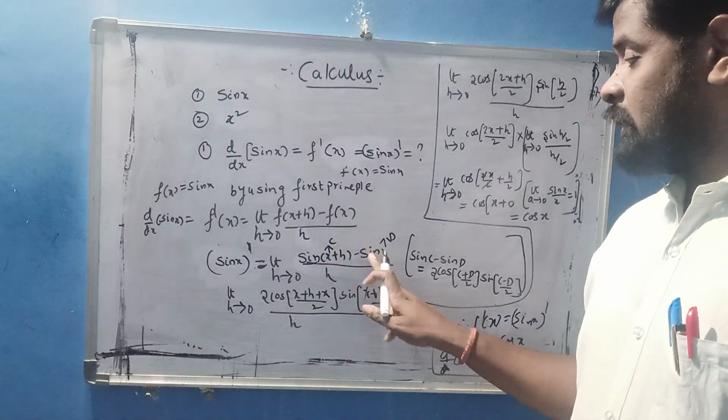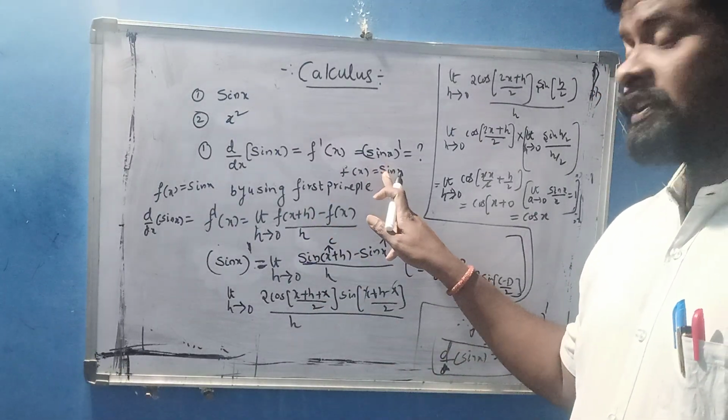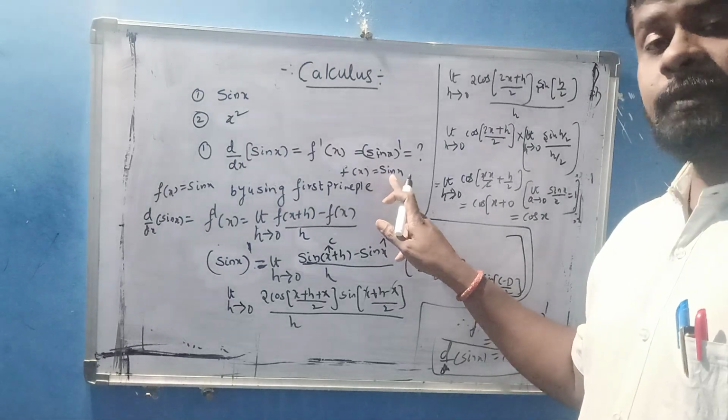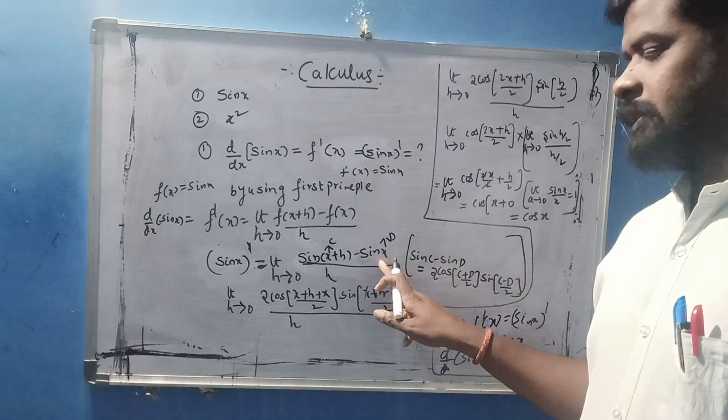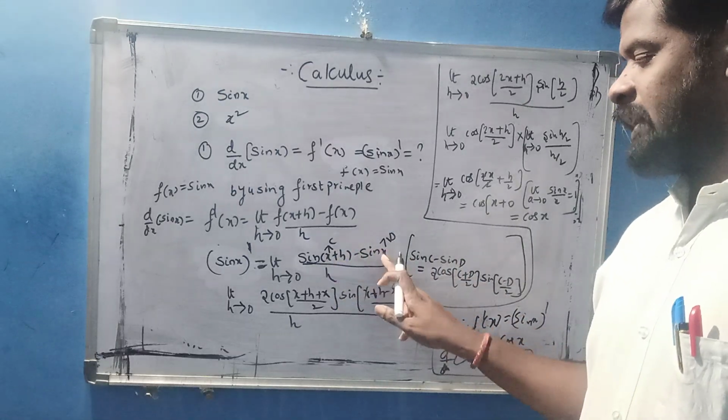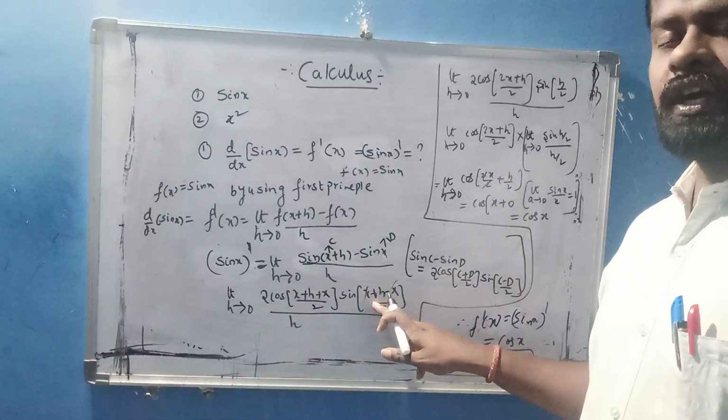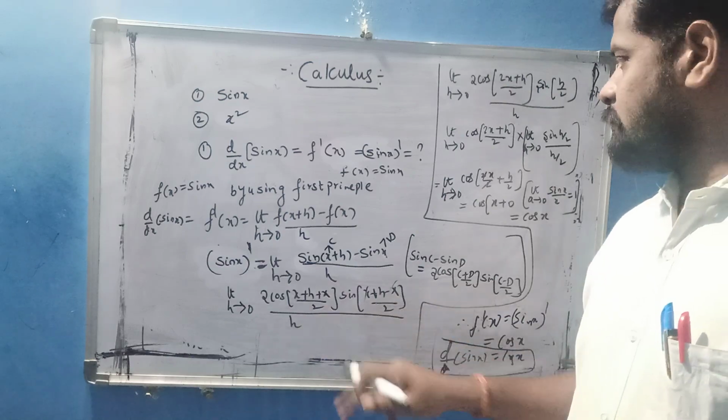After that, here f of x plus h. F of x equals sin x. Then f of x plus h equals how much? Sin of x plus h. That's why it is replaced: f of x is replaced by sin x. Here the sin c minus sin d formula applies. We get 2 cos of (c plus d) by 2 times sin of (c minus d) by 2, all divided by h.